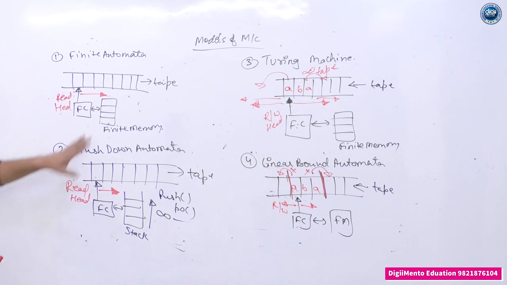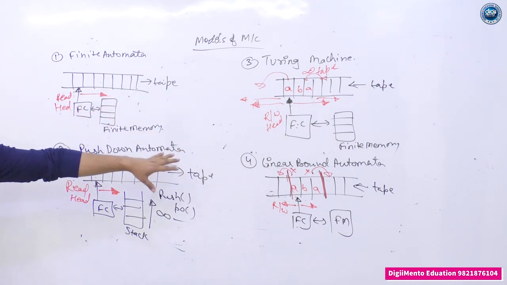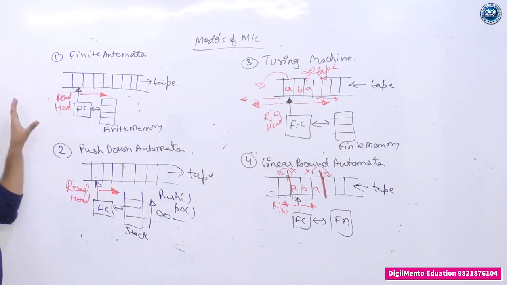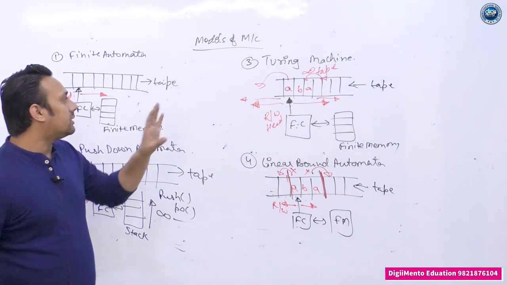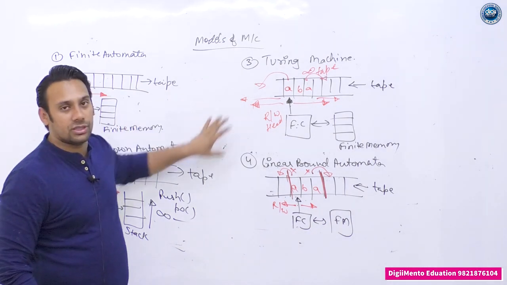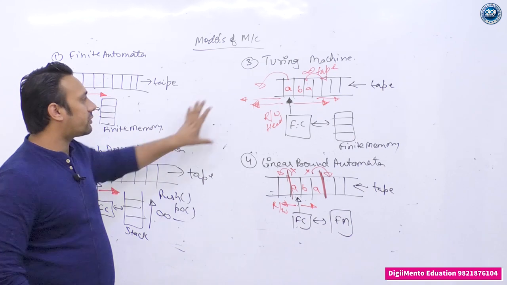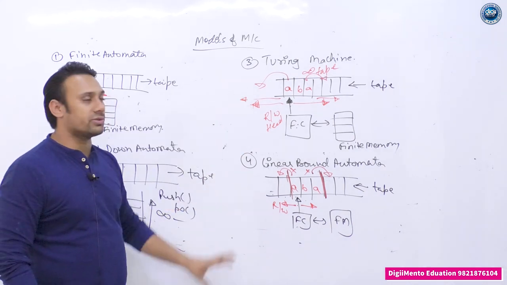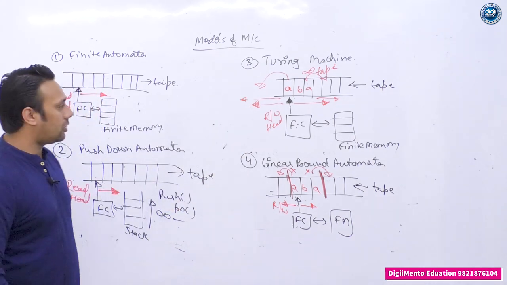So in our syllabus, we'll be studying these four machines in complete detail. First of all, I'm going to study finite automata. Then we are going to study pushdown automata. Then we are going to study the Turing machines, and then we are going to study the linear bound automata.